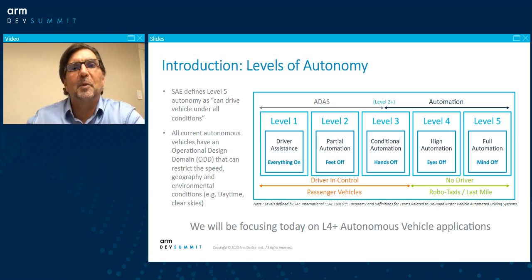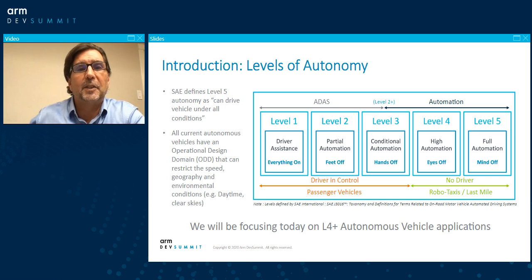I'd like to start first with just an introductory slide, which is a refresher on the levels of autonomy. For the purpose of today's presentation, we're really going to focus on the higher levels of autonomous vehicle development, which are focused on no driver, robo-taxi, last mile type applications. This is typically referred to as level 4, level 5 autonomy.